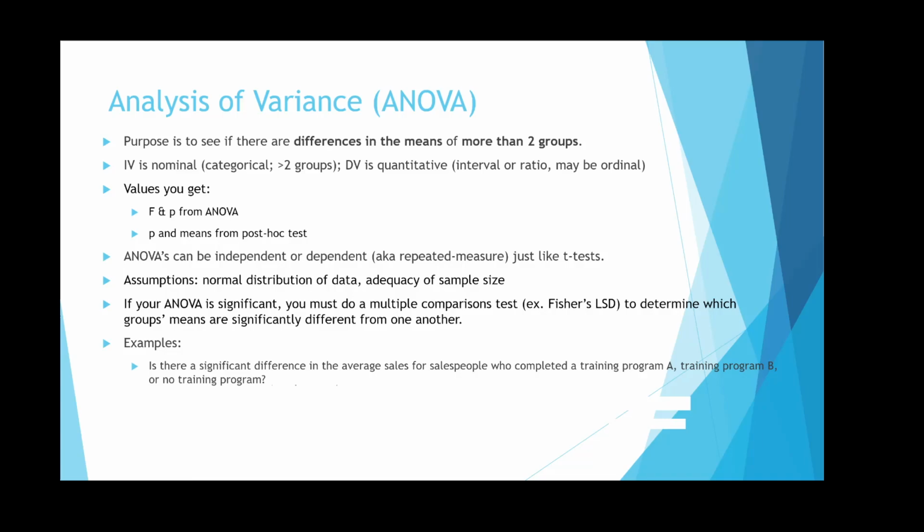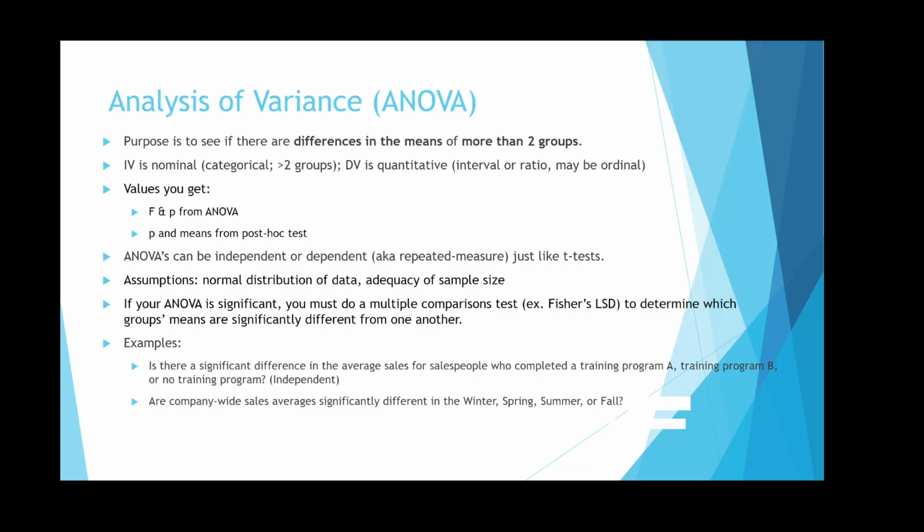So a few examples here of when you might use an ANOVA. Is there a significant difference in the average sales for salespeople who completed training program A, training program B, or no training program? In this case, you have 3 groups of employees who went through 3 different training programs. So this would be an independent ANOVA, if you want to call it that. And I will tell you, different textbooks call these ANOVAs different things. So it can get a little confusing, but if you see the name of an ANOVA that you don't understand, just Google it. Of course, you can ask me as well.